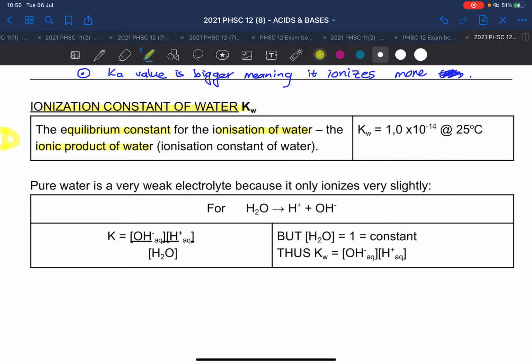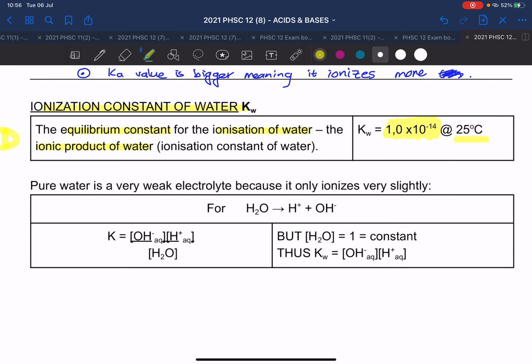Okay, en dit is daai 1 times 10 to the power of minus 14. 1 mal 10 to the power minus 14. That is the ionization constant of water. Die ionisasiekonstante van water. Okay, by obviously 25 grade Celsius, but we'll always take it at 25 degrees Celsius.